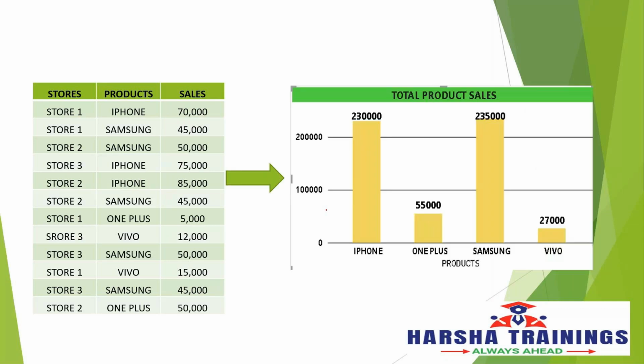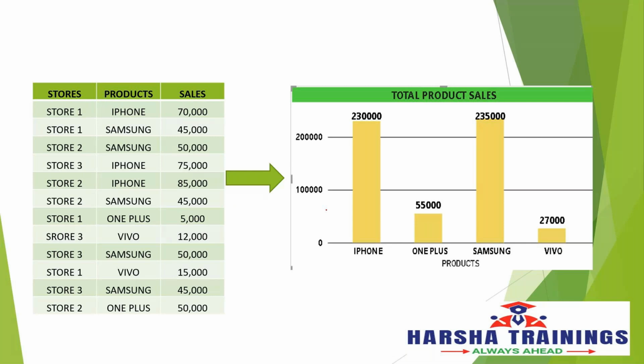Anything wrong with this visual? It's clear. I'm getting good sales for Samsung. I'm getting iPhone, second highest sales. I'm getting Vivo and I'm getting OnePlus. Anything wrong with this? Nothing. Clear, everyone? I'm asking again and again. It's correct. See, I'm just checking your confidence. Okay, no need to worry.